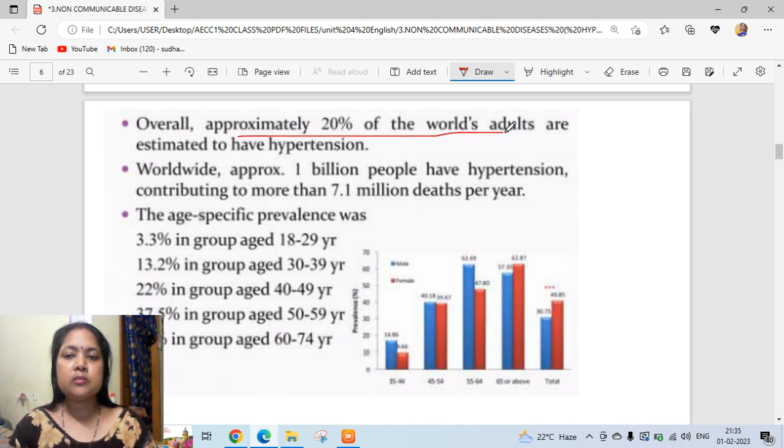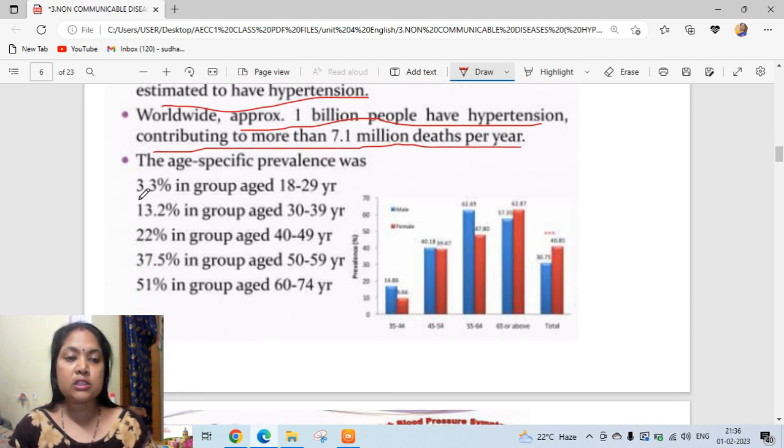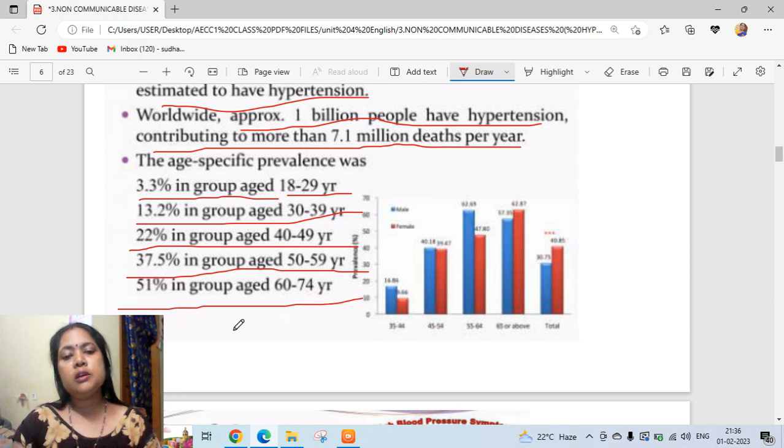approximately 20% of the world's adults are estimated to have hypertension. Worldwide, approximately 1 billion people have hypertension, contributing to more than 7.1 million deaths per year, and the age-specific prevalence was 3.3% in the group aged between 18 to 29 years, 13.2% in the group aged 30 to 39 years, 22% in the group aged 40 to 49 years, then 37.5% in the group aged 50 to 59 years, then 51% in the group aged 60 to 75 years.